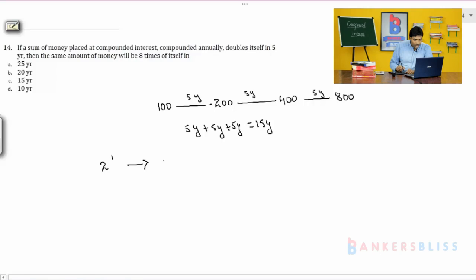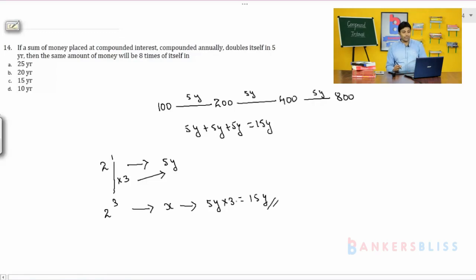Okay, so in how many years? 5 years. Next, 8 times is nothing but 2 cube. So how many years do you have to calculate? See here, it has become thrice. Therefore, the ultimate answer will be 5 years into 3, that is 15 years.